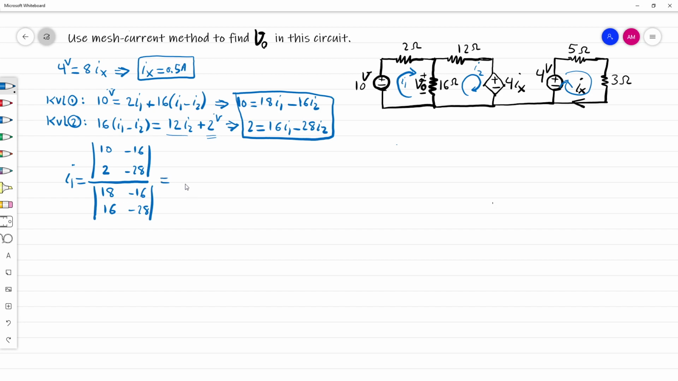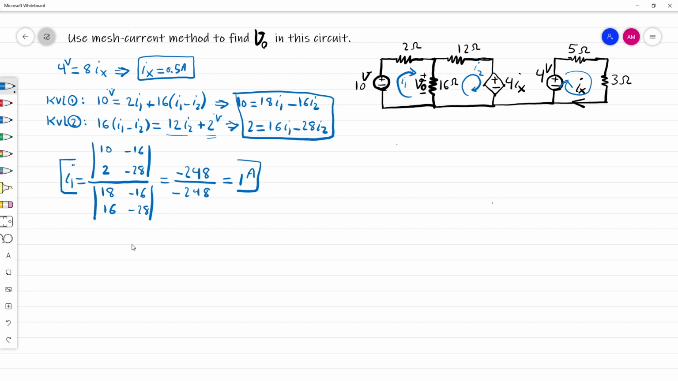If you compute this, you will end up with minus 280 plus 32, so it would be minus 248. And in the denominator, you will also find minus 28 times 18 plus 256, so it would be minus 248. So the answer is 1 amp. That's the current for I1.